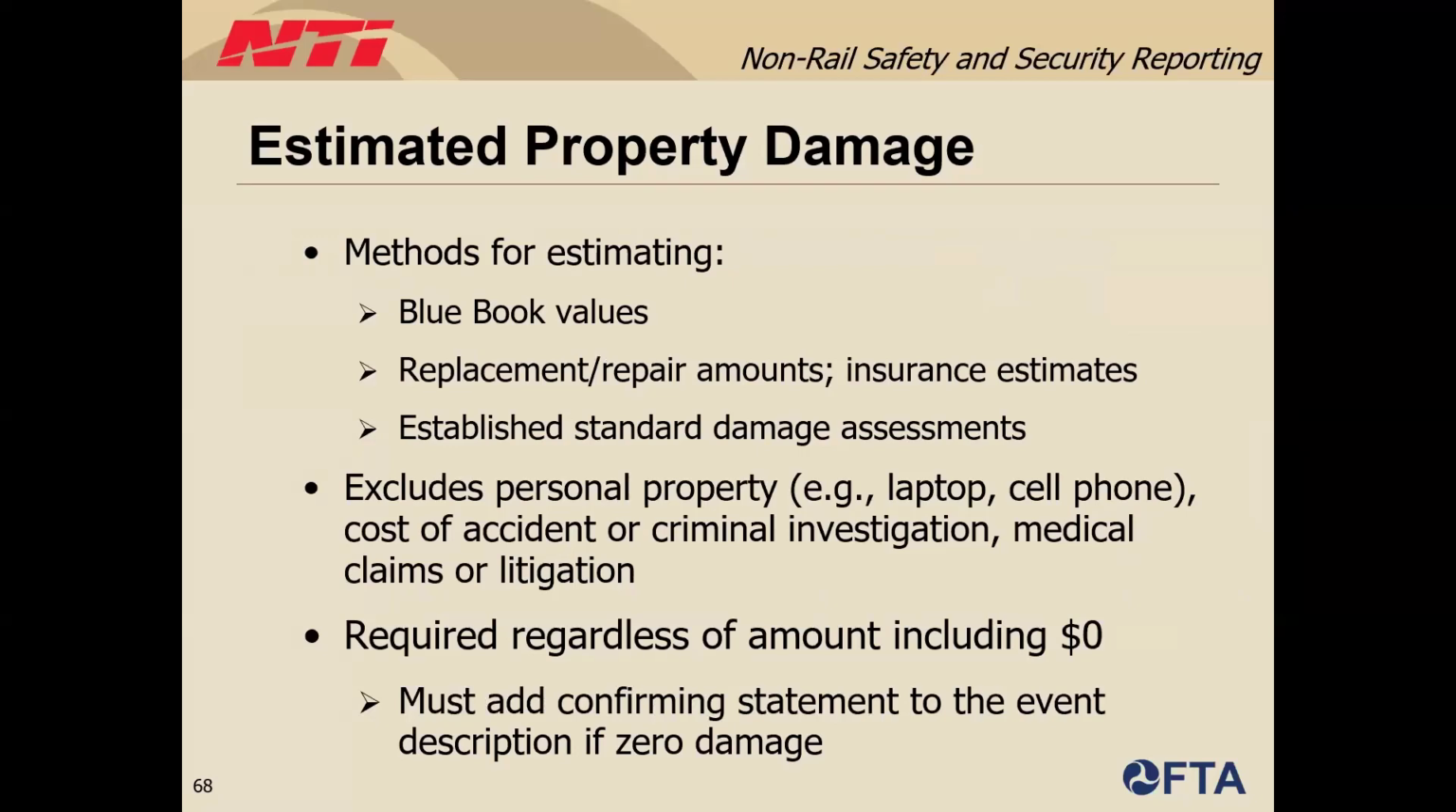NTD requires only general or ballpark estimates, and you may use a variety of methods for estimating. A few examples are Blue Book values, repair amounts or insurance estimates, established standard property damage estimates for specific event types or severity of damage. Many transit agencies create a list of standardized costs, or these estimates may be done on a case-by-case basis. Estimated damage excludes personal property such as laptops, cell phones, investigation costs, medical claims, or litigation.